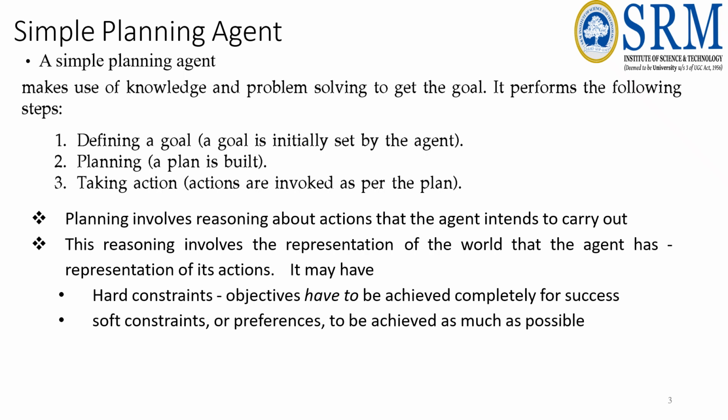So the reasoning involved with the planning can be represented by what the agent does based on its action. There are two different types of reasoning for this particular planning. One is hard constraint and another is soft constraint. A hard constraint means objectives have to be achieved completely for success. Soft constraints can be achieved as much as possible, mainly based on the preferences. So that is about the hard and soft constraints.